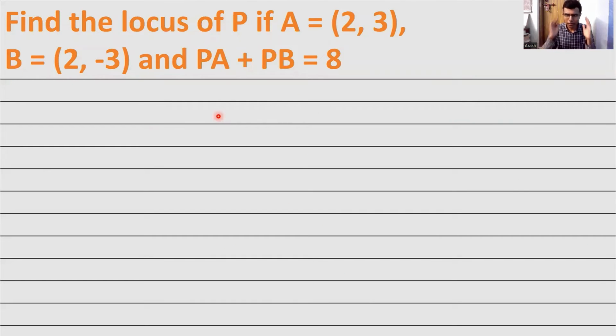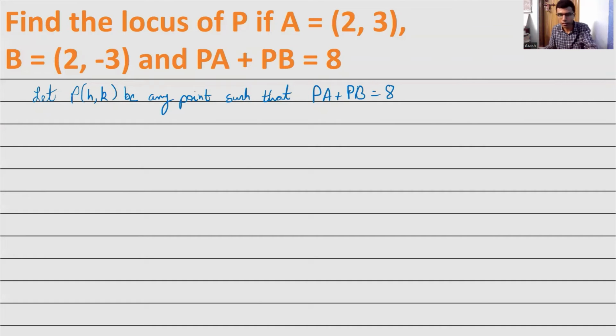Hello learners, you will need focus to do questions on locus. So stay with me with focus, okay? So here we have PA plus PB as 8. But for any question on locus, our standard statement is: let P(h, k) be any point such that PA plus PB is equal to 8. I told you, right? Write down the question again, but just add 'let P(h, k) be any point'. I said PA plus PB.